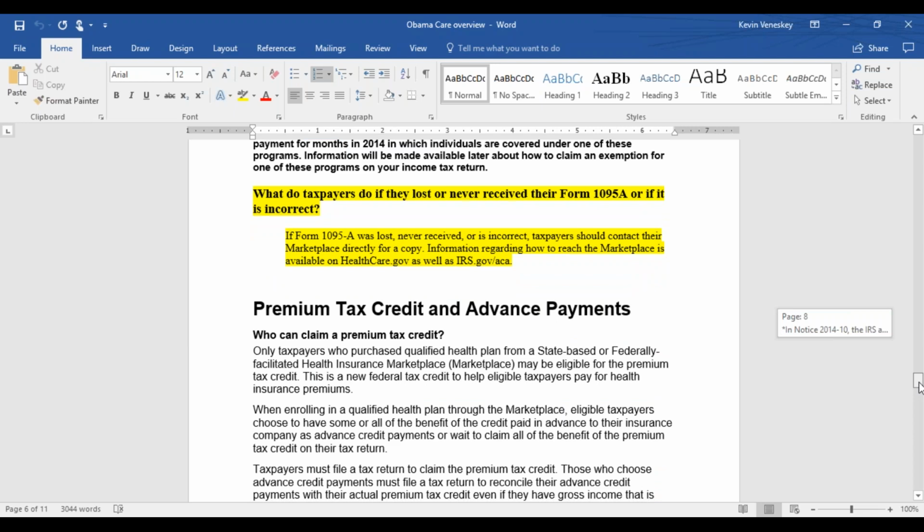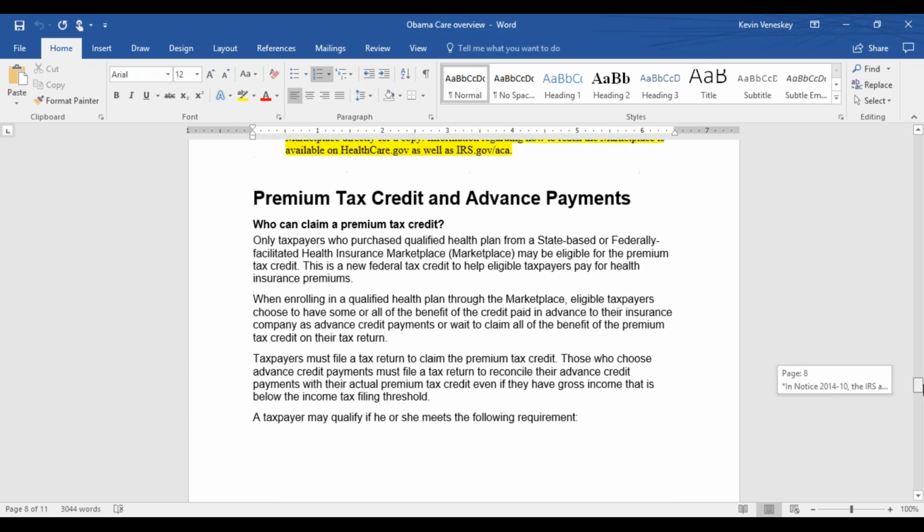If you did have the marketplace insurance, you will get a form 1095A in the mail. You will definitely need this to do your taxes. This shows how much you paid each month in premiums, and that goes into your tax return to see if you paid the right amount. And if you paid the exact right amount, then you won't owe or get anything back. If you paid too much because your income was lower than you thought it would be, then you'll actually get a premium tax credit back. If you didn't pay enough because your income was higher than you thought it would be, you'll actually have to pay that back as well.